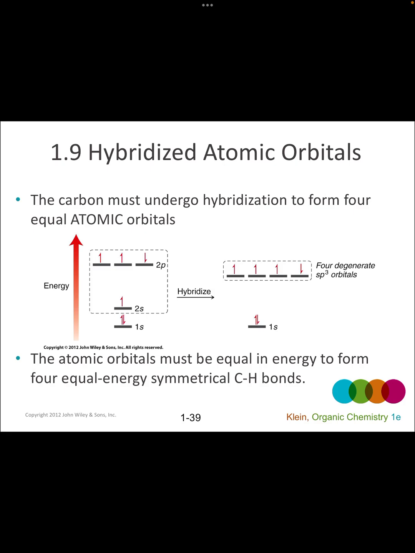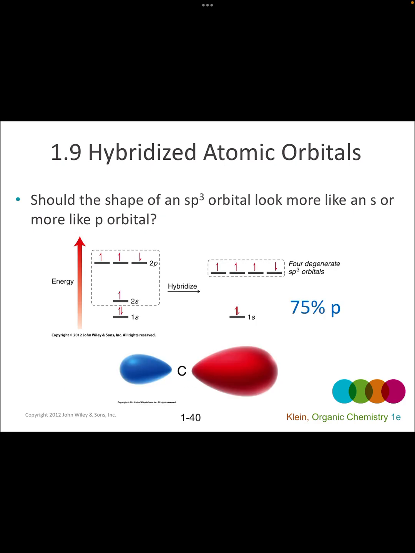It's called sp3 orbitals because you made these orbitals by mixing one s and three p orbitals. So it's a quarter s in character and 3/4, or 75%, p in character. Right, so 75% p character and 25% s character. So it looks more like a p than an s orbital, this sp3 orbital, right, in the picture here.